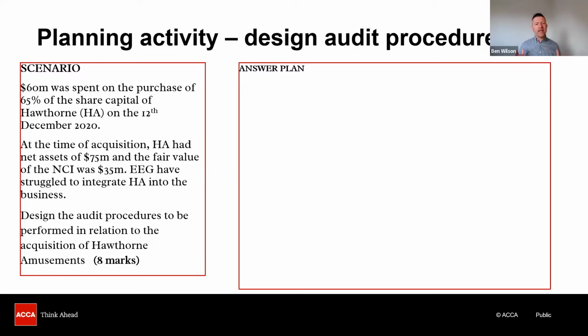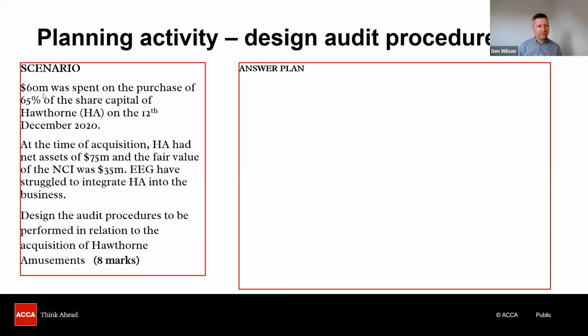Okay, now I'm going to get you to have a go at doing this question, but I'm going to show you how I'm going to generate my answer plan. First of all, I'm going to show you my first point, and then I'm going to leave you to have a go at this. So for a good audit procedure, we start with a fact from the scenario that I'm trying to verify. So the first fact that I'm given here is this 60 million, right? So that's the first fact that I want to verify.